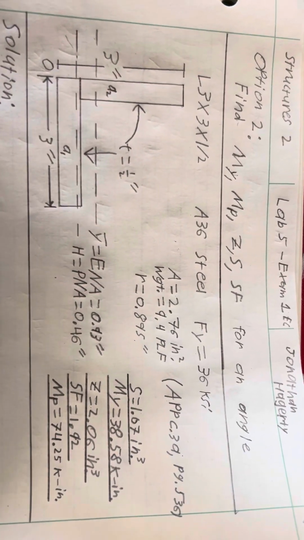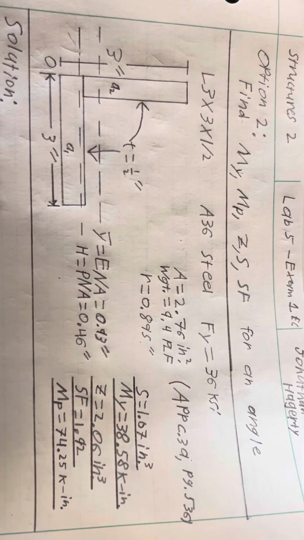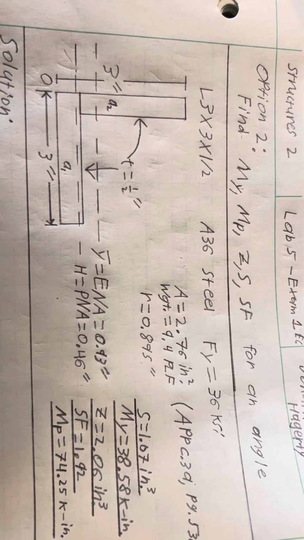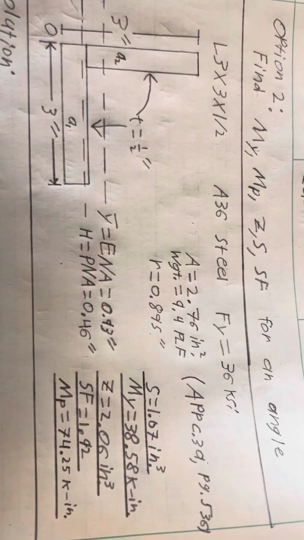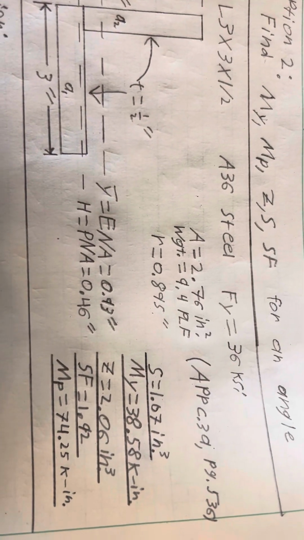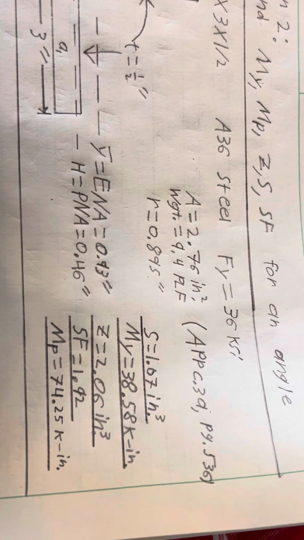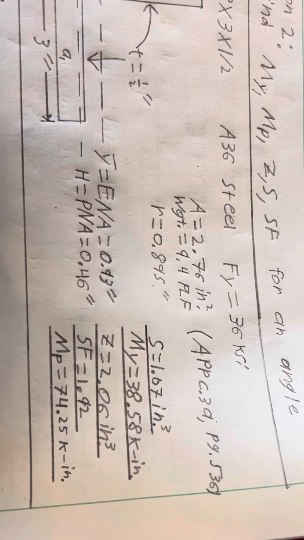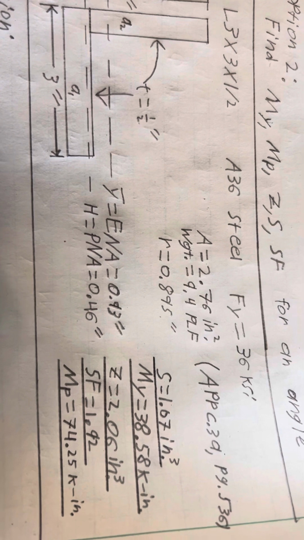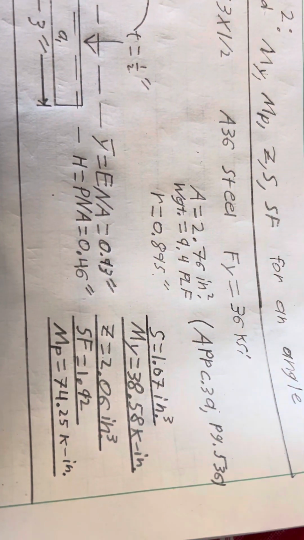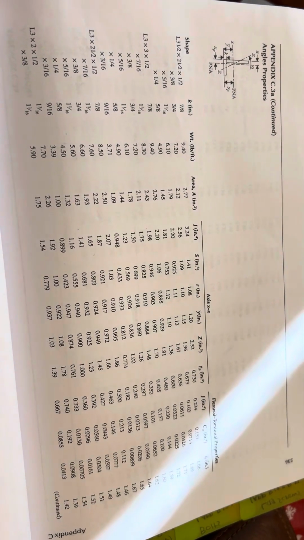So, as you can see here, I drew out a little diagram. I chose an L3x3x1/2 randomly. And we're using A36 still, that common steel, so our Fy is going to be 36 ksi. Now, as you can see here, I went to the back of the appendix, and I pulled some of these values here that you can see.